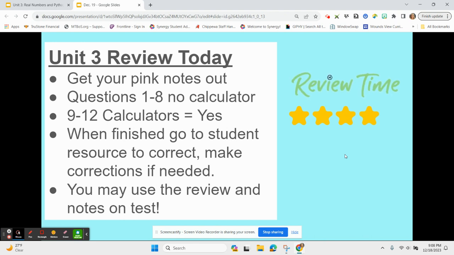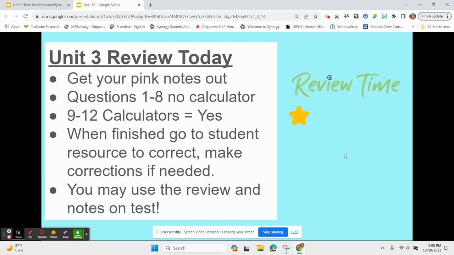So our focus today is the Unit 3 review. We do have a 2-day test coming up, so right now you're going to want to dig out those pink notes. I hope that we have proved over and over how beneficial they are. Our square roots, our non-perfect square roots.